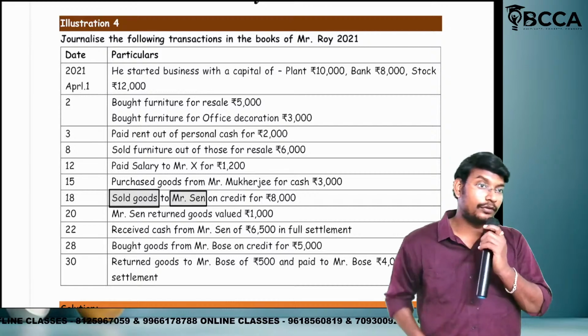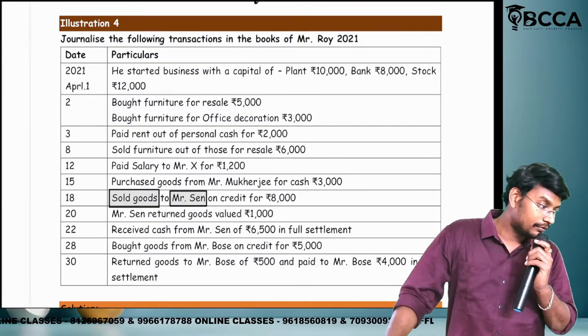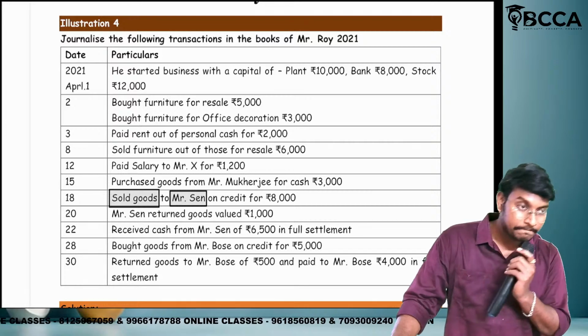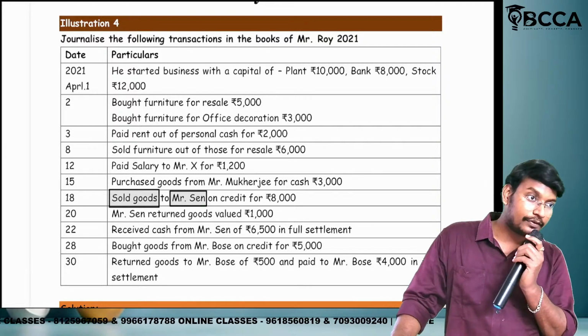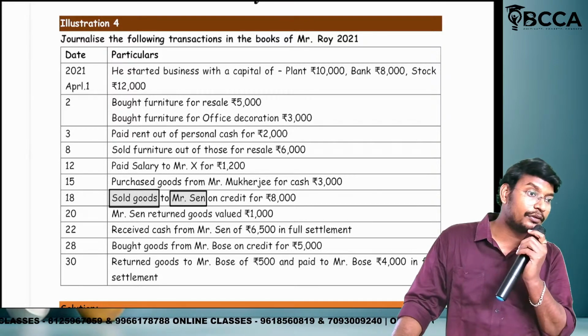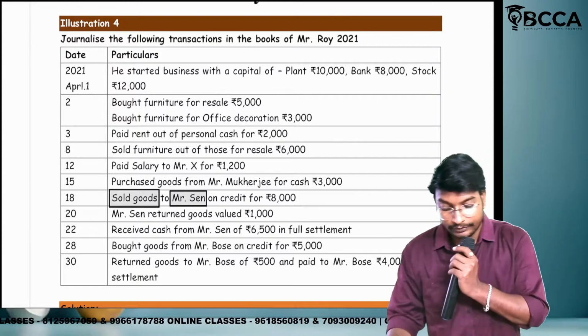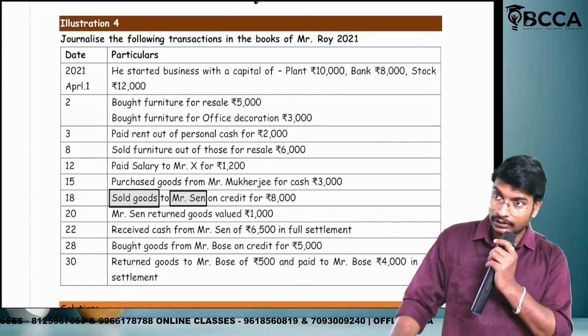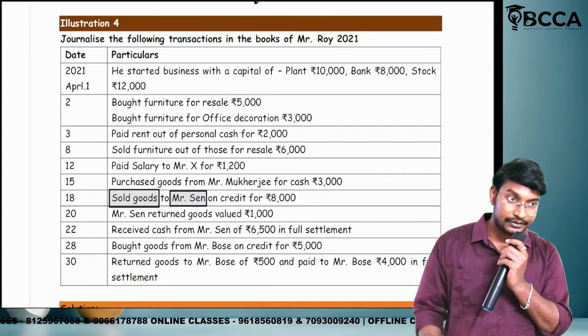Okay, now for the fourth question, first we are going to pass the journal entries. Then after what? Then after we have to prepare the ledgers, and then after we have to prepare the trial balance. If you complete this one, you have to do the homework. First question, third question, fifth question. Okay, on your own.